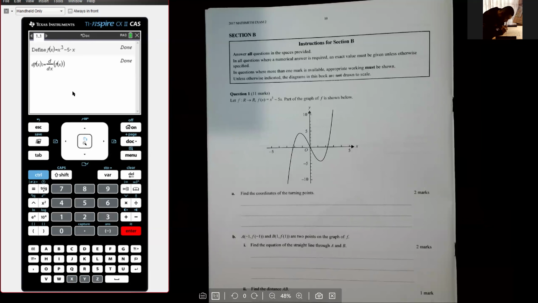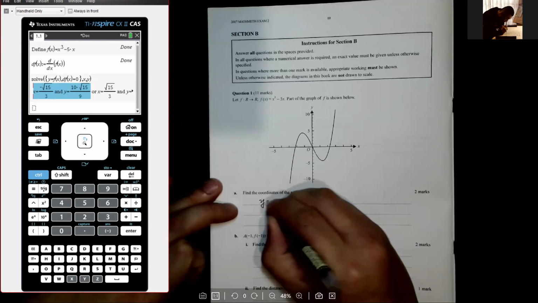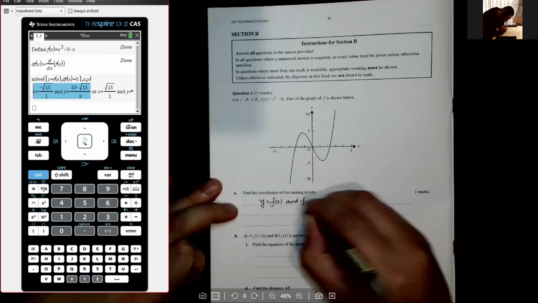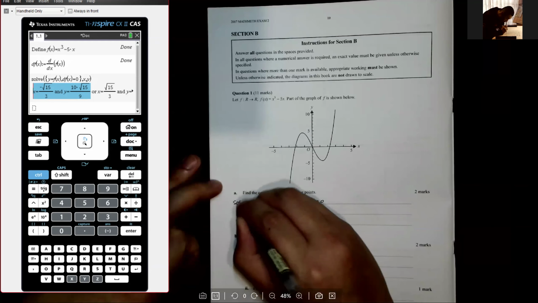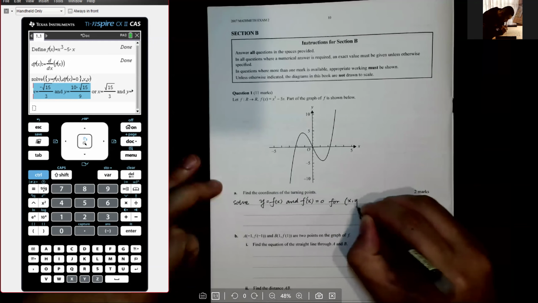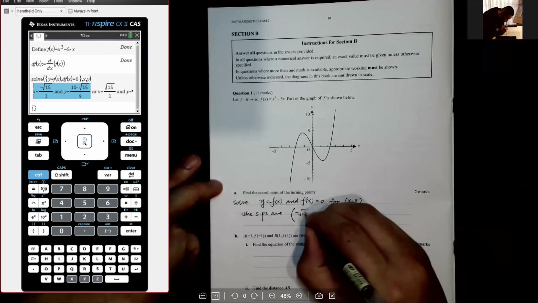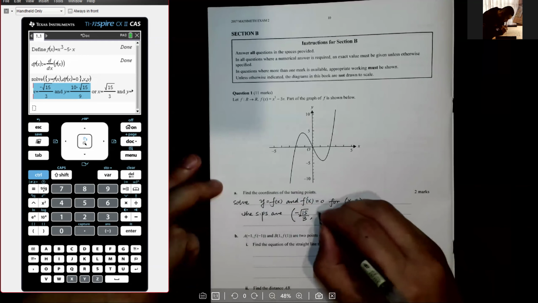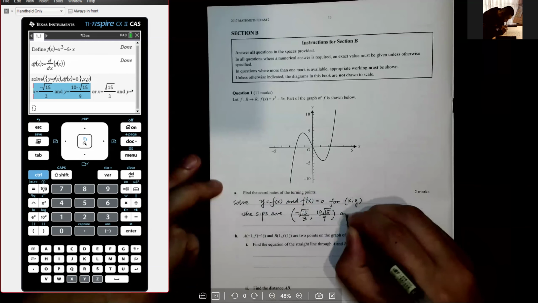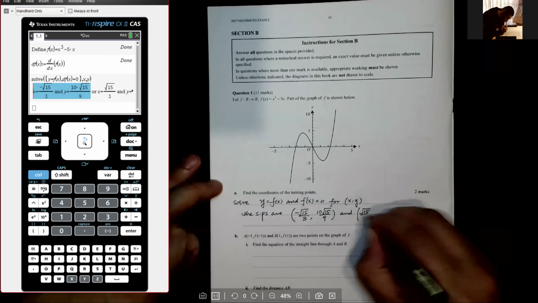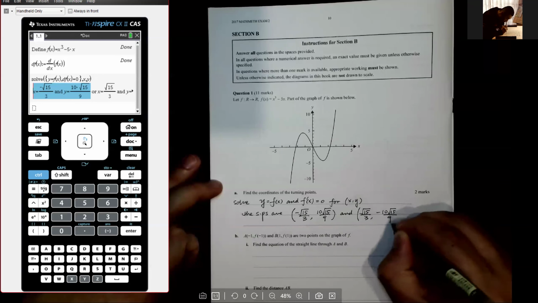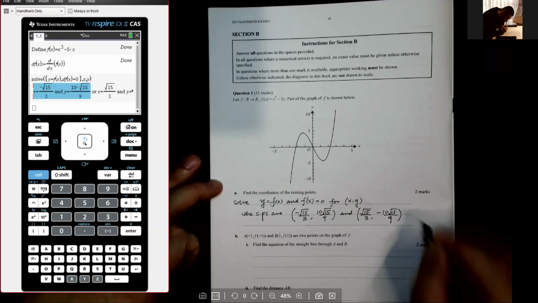Now to find the turning points, I'm going to use the solve button, curly bracket, y equals f of x, comma, d f x equals 0, comma, x y. So I'd be able to get two pairs of coordinates in exact form: minus root 15 over 3, 10 root 15 over 9, and the other point is root 15 over 3, minus 10 root 15 over 9. Yep, that's the first part, and then we can take a look at the other parts.